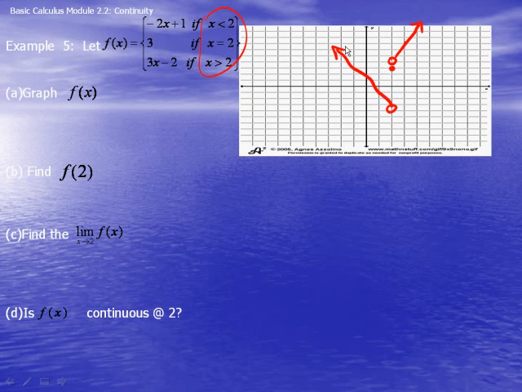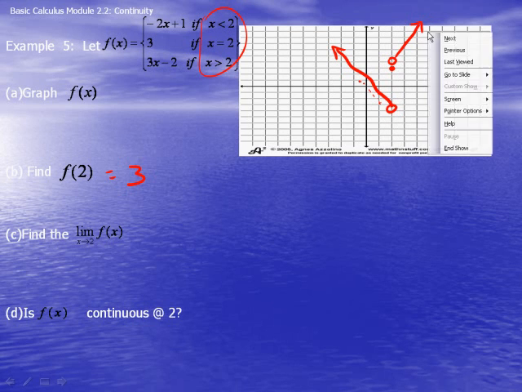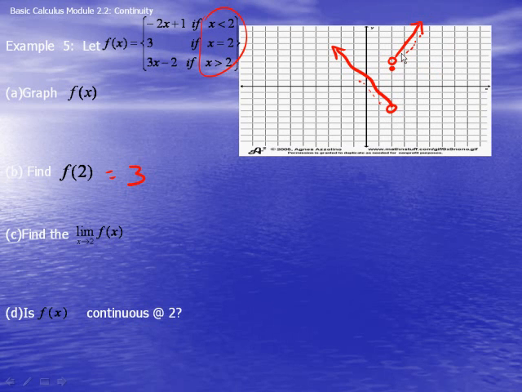Okay. So now let's find f of 2. Well, f of 2 is obviously going to use the second stipulation, so that will give us 3. Let's find the limit of f of x as x approaches 2. If it approaches from the left-hand side, we're going to get -3. If it approaches from the right-hand side, we're going to get 4. So notice that the limit does not exist. And if it is asking if f of x is continuous at 2, that would be no, because the limit does not exist. So this would be not continuous.